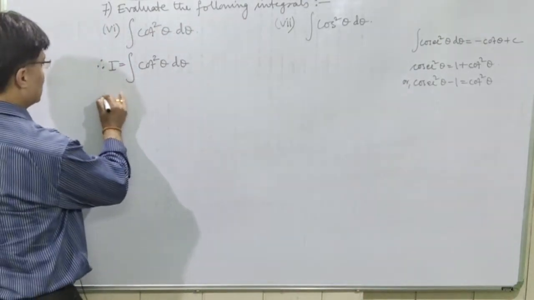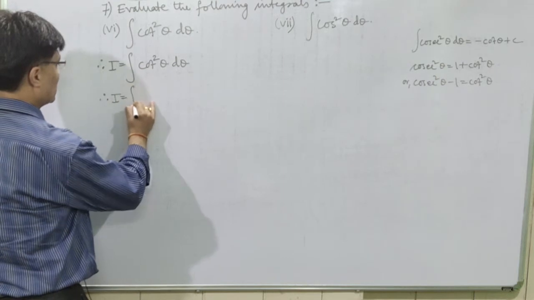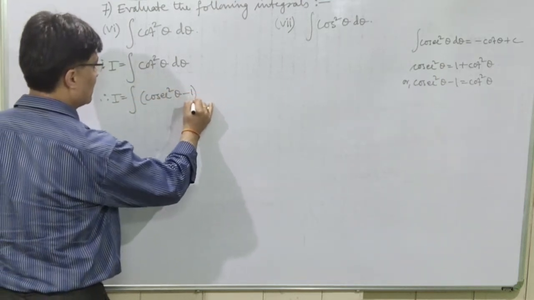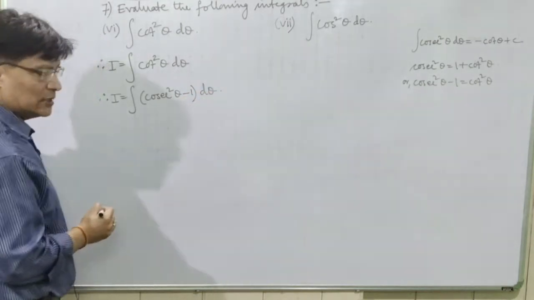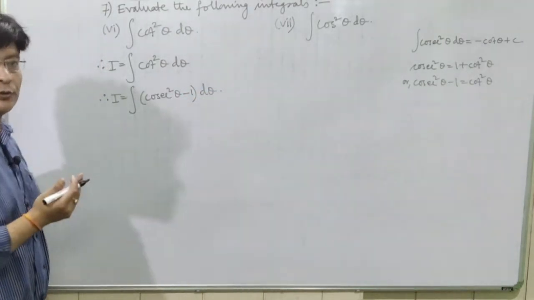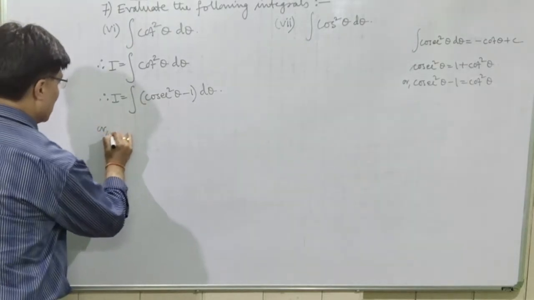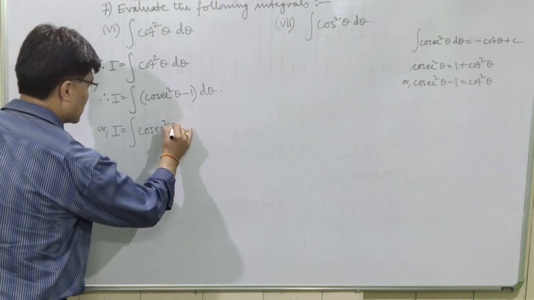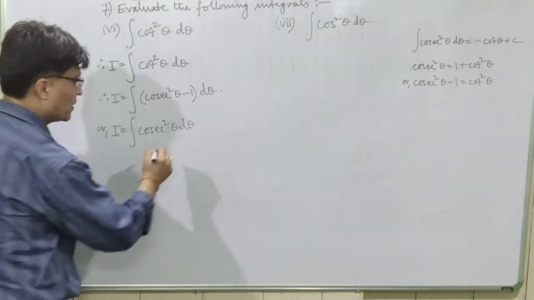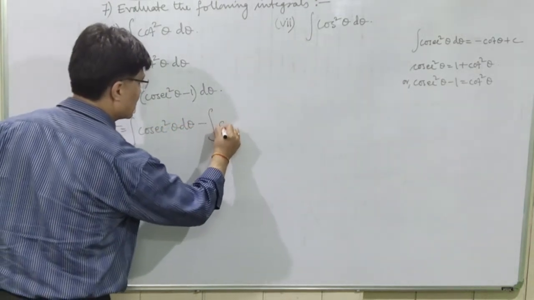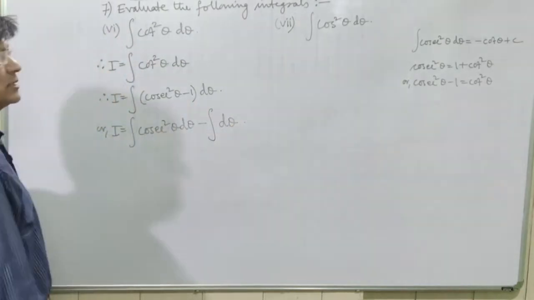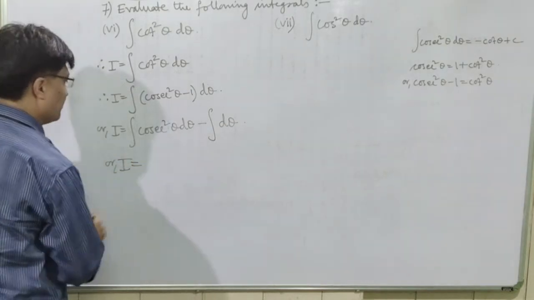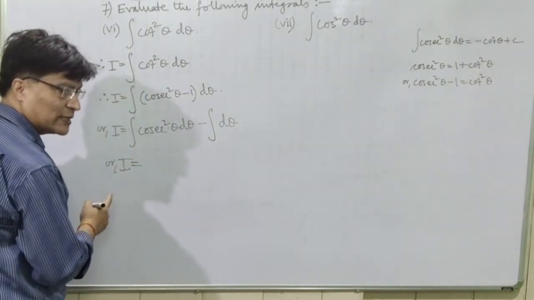Okay? So let us write here. Therefore, I is equal to integration of cosec square theta minus 1 bracket closed d theta. So now what will you do? You can separate the term, or I is equal to integration of cosec square theta d theta, then minus sign integration of d theta. Is that clear now?